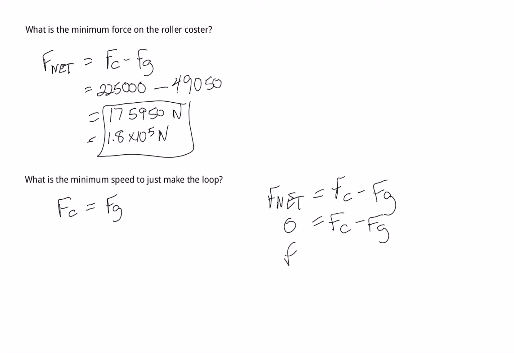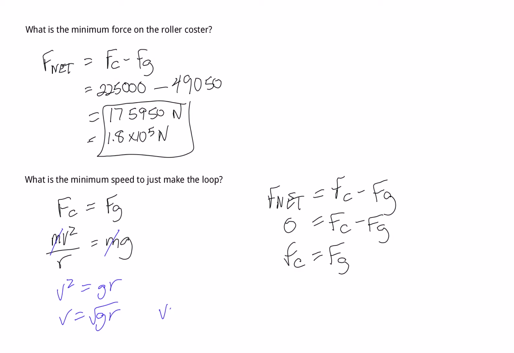we can rearrange the formulas to be equal to each other. So we'd have mv squared over r equals mg. And once again, you can see that the masses don't matter. In order to make the loop, the mass doesn't matter. We just get v squared equals g times r. So our velocity is just the square root of g times r.